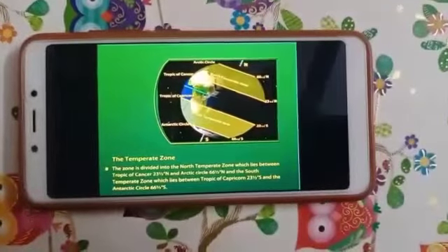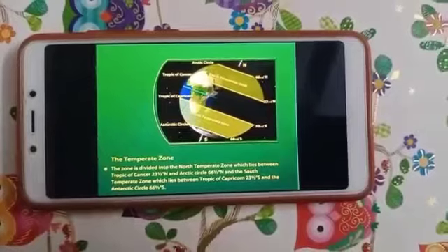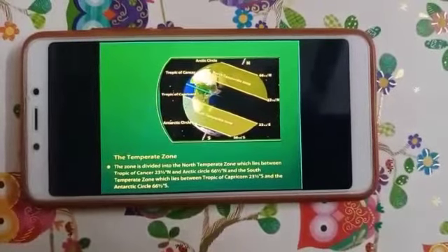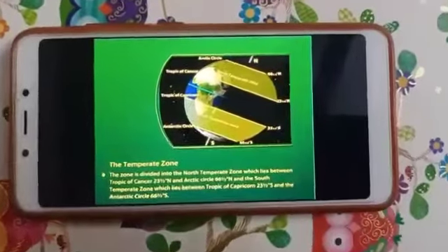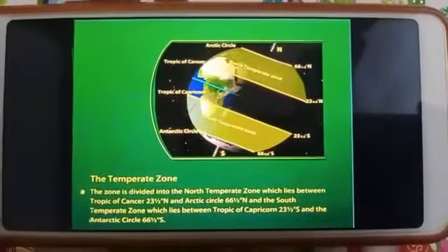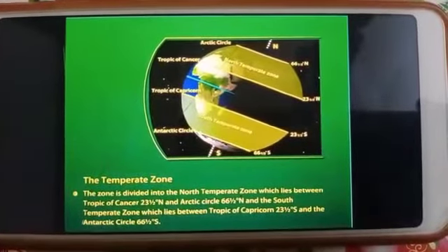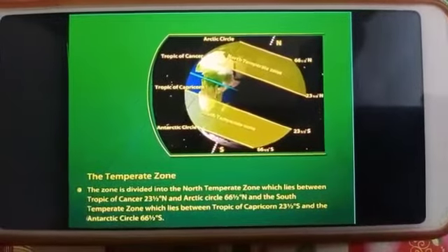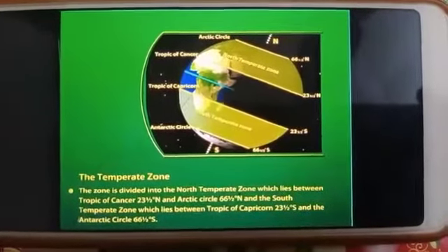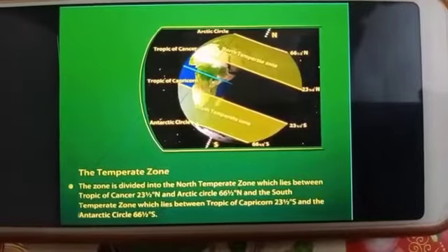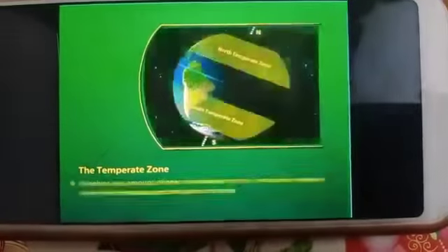The temperate zone. The zone is divided into the north temperate zone, which lies between Tropic of Cancer, 23.5° north, and Arctic Circle, 66.5° north, and the south temperate zone, which lies between Tropic of Capricorn, 23.5° south, and the Antarctic Circle, 66.5° south. It receives less amount of heat as compared to the torrid zone, therefore has mild temperatures throughout the year.